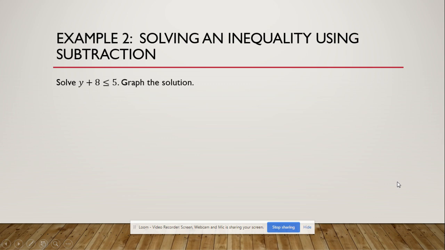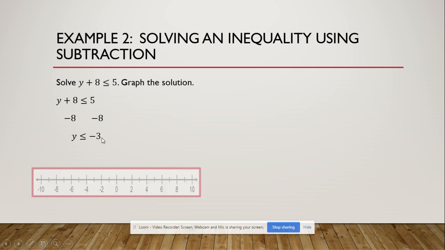So if we've got y plus 8 is less than or equal to 5, to eliminate that 8 and get y alone, we're going to subtract the 8 from both sides. This produces the equivalent inequality that y is less than or equal to -3.